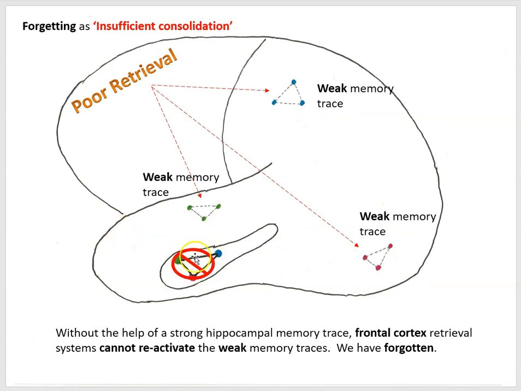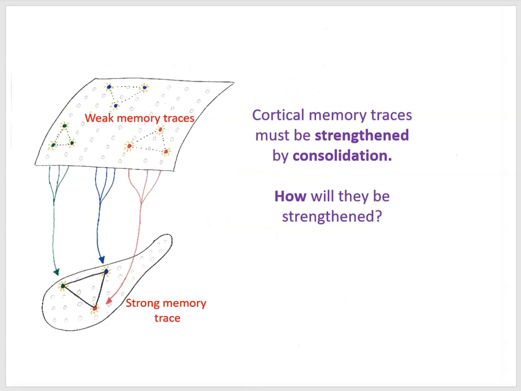Which means then, if we don't have a strong hippocampal memory trace, then our frontal cortex retrieval systems are left to activate very weak cortical memory traces, and this can often fail. So this is an example of forgetting due to insufficient consolidation. We didn't create a strong hippocampal memory trace, and we were left with very weak cortical memory traces. So if we're going to have long-term memory, we must strengthen these weak cortical memory traces. And let's assume now, though, that we did make a strong memory trace in the hippocampus because we were paying attention and we were not stressed out. We were ready to learn.